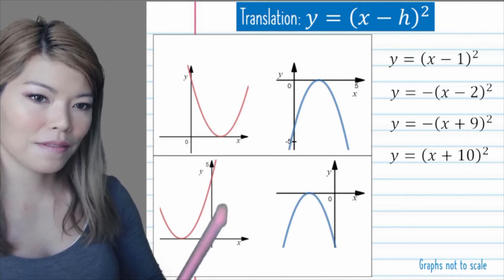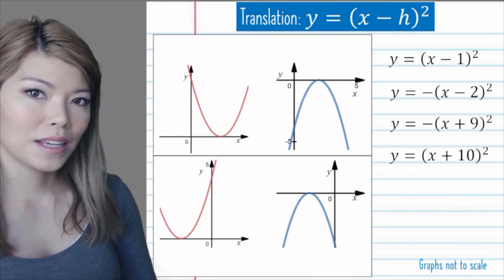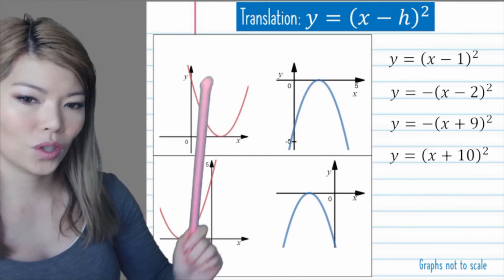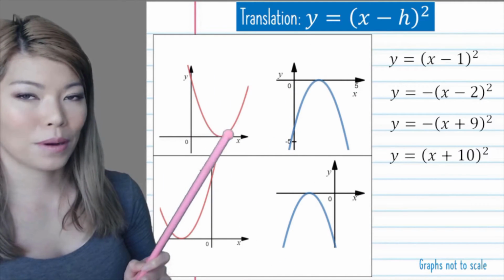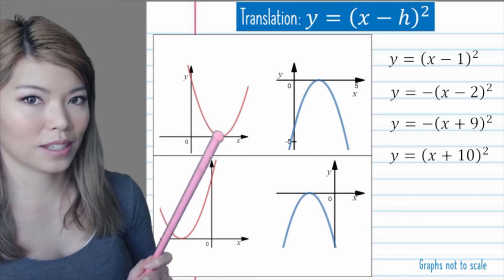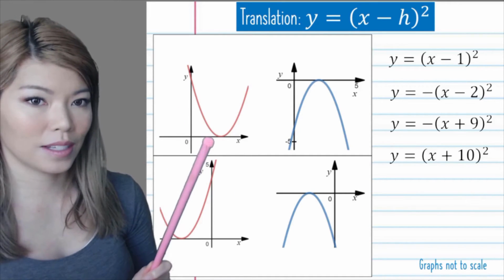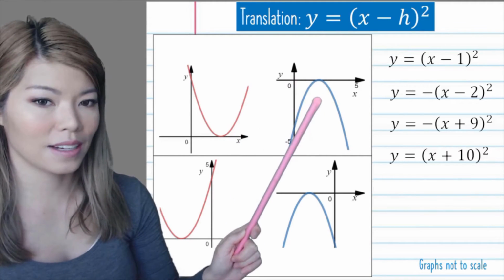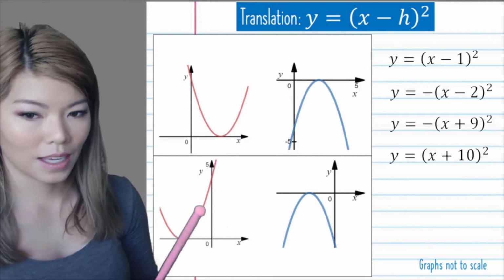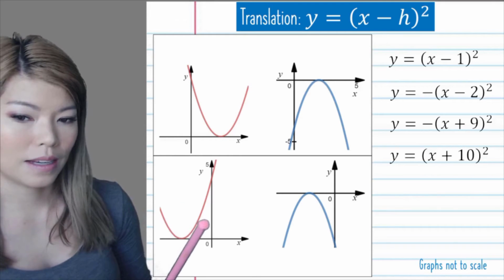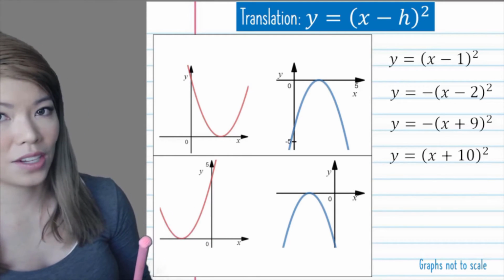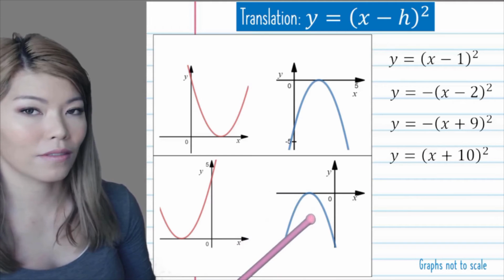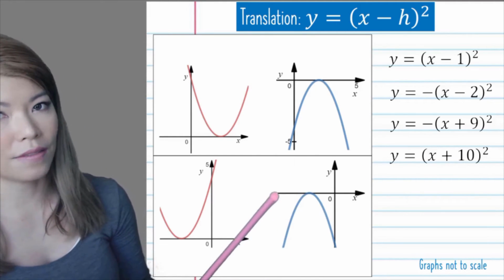Here are 4 graphs and 4 equations. Let's see if you can match the equation to the graph. So here we have a positive graph and it has been translated to the right, so h is positive. Here we have a negative graph and it has translated to the right, so h is also positive. Here we have a positive graph, but it has been translated to the left, so h is negative. And here we have a negative graph and it has been translated to the left, so h is negative.